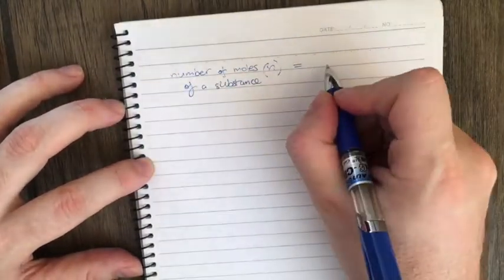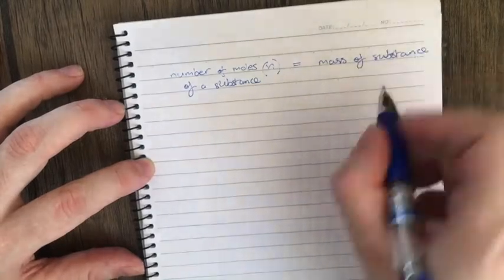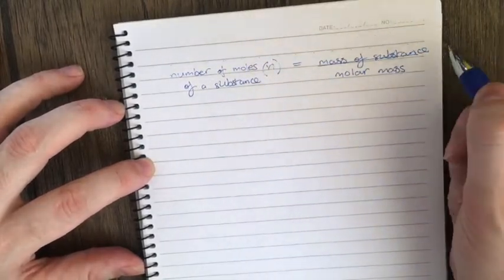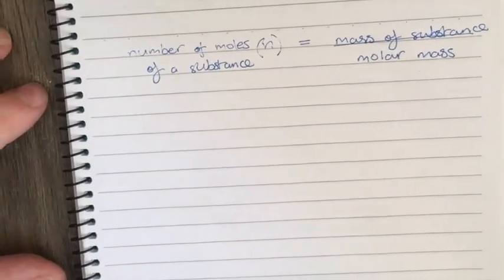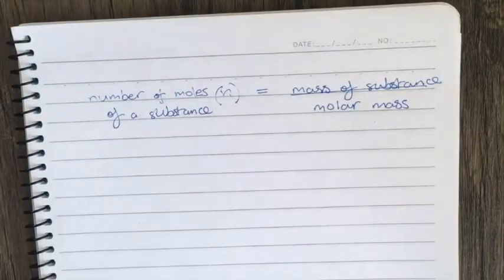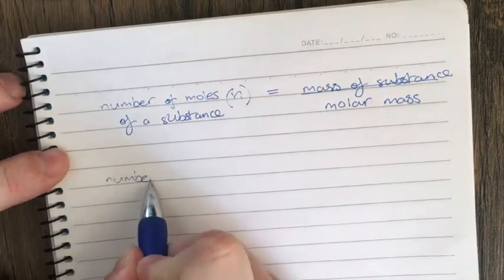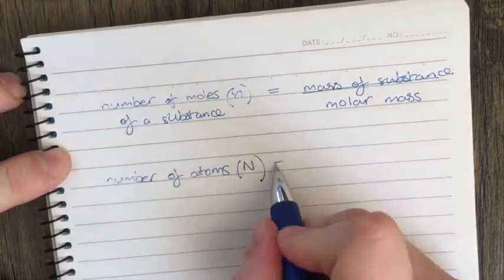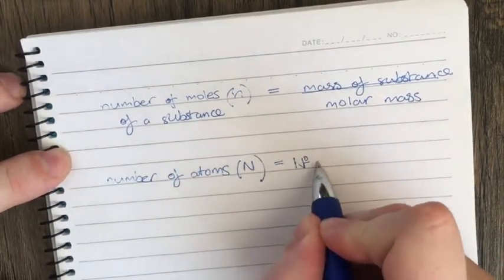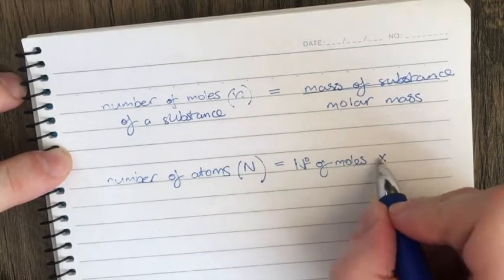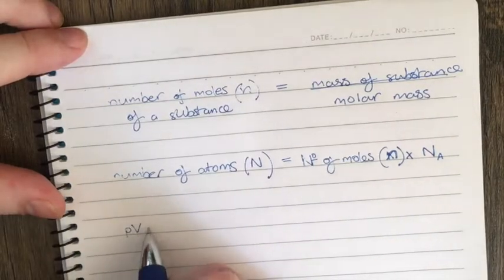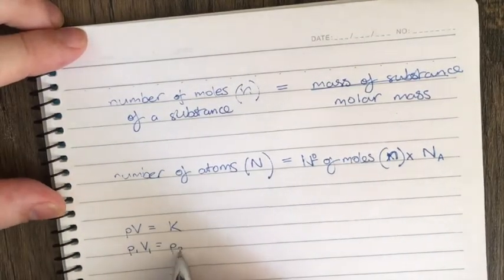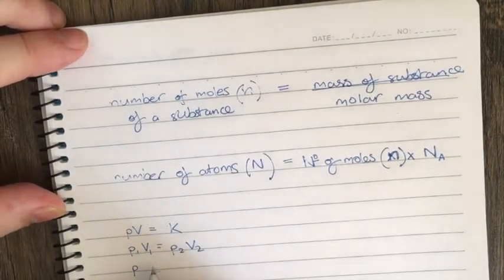Okay, let's take a look at some formulae for ideal gases. Number of moles of a substance equals mass of substance over molar mass. So if we want to know how many moles we have, we just need to have the mass of the substance and then divide that by the molar mass. Okay, then if we want to know the number of atoms in a certain amount of a substance, we just take the number of moles we have of that substance and multiply it by Avogadro's number.